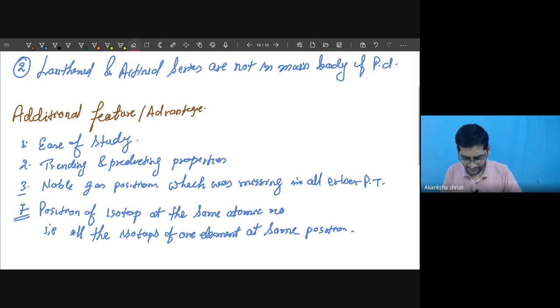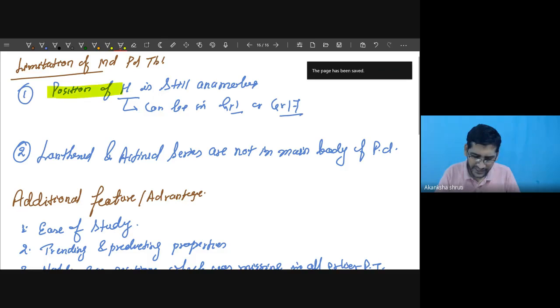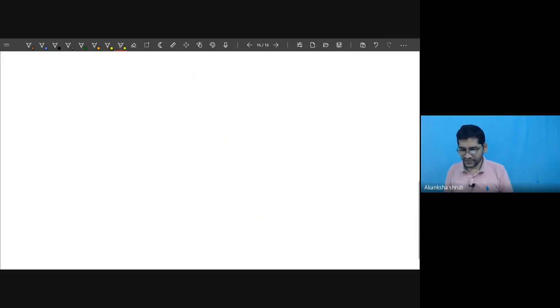So these are a few additional advantages. Many more advantages you can write. In this, the position of isotopes is very important. All the isotopes of the same element have the same position. The problem that still exists is the position of hydrogen, its anomalous position. So please do not forget these two things: in limitations, the position of hydrogen, and in advantages, the position of isotopes. Other things are quite common.